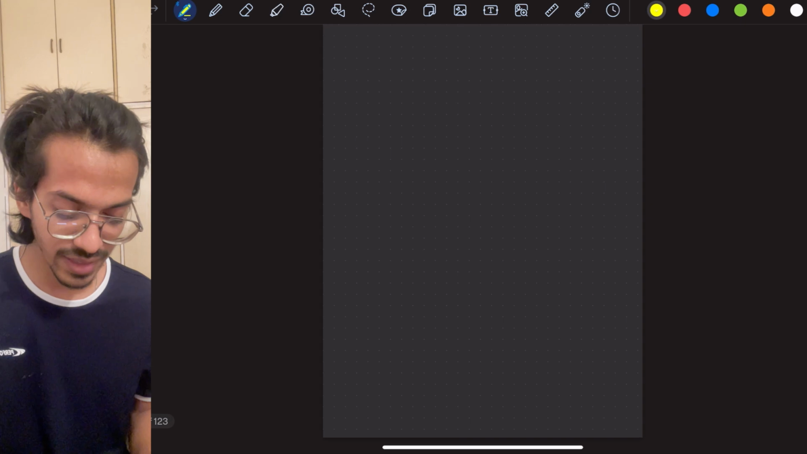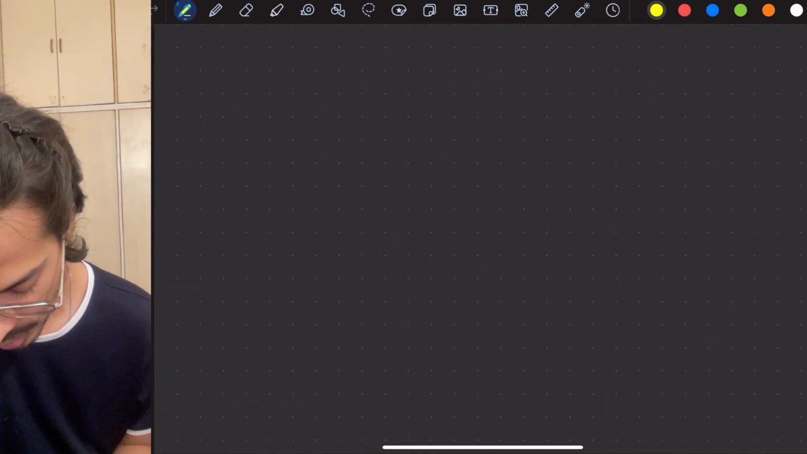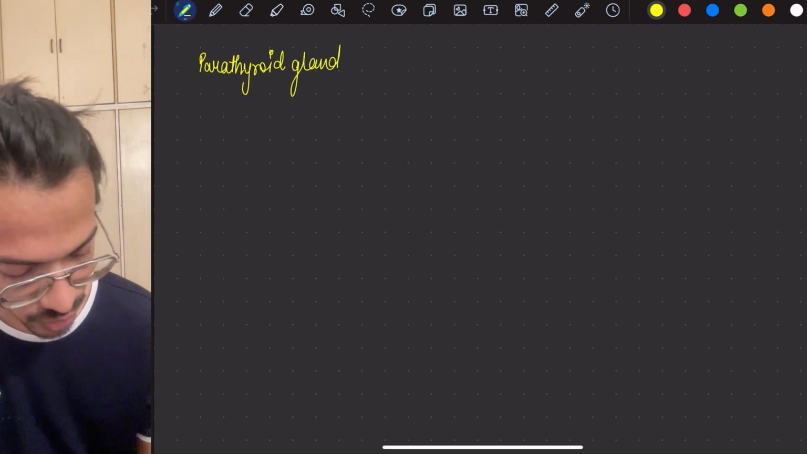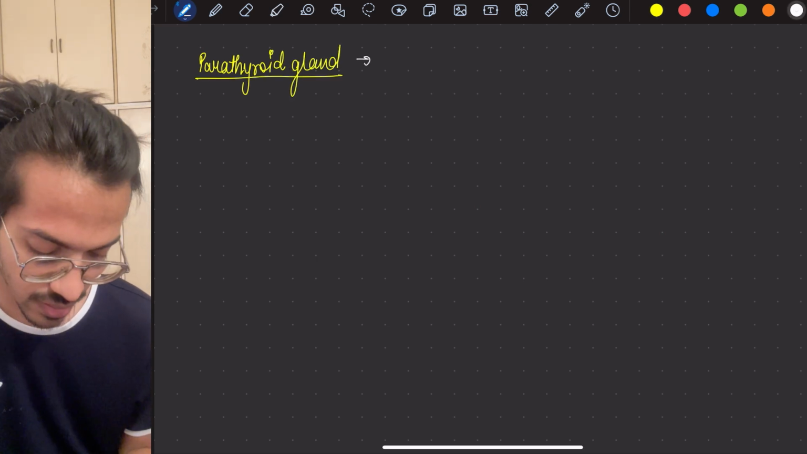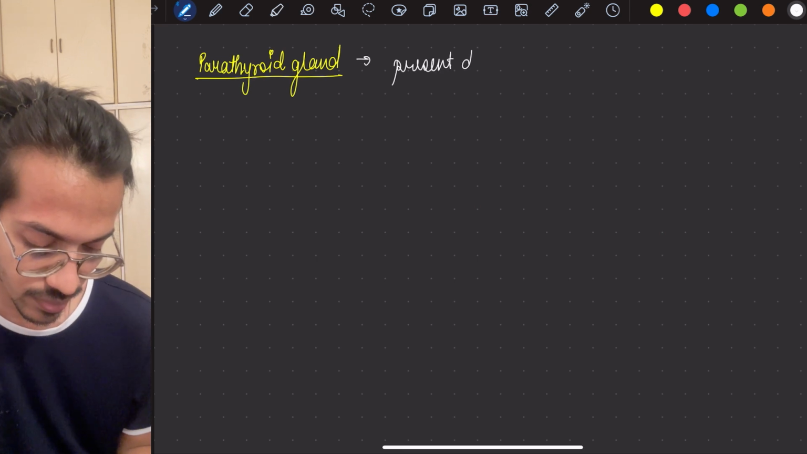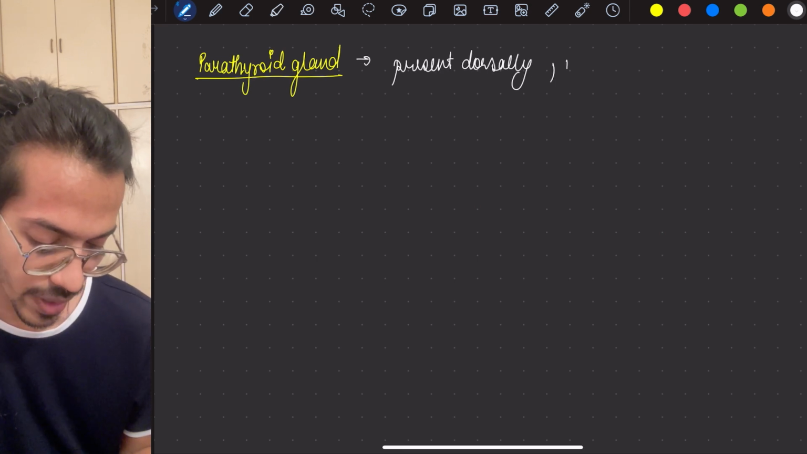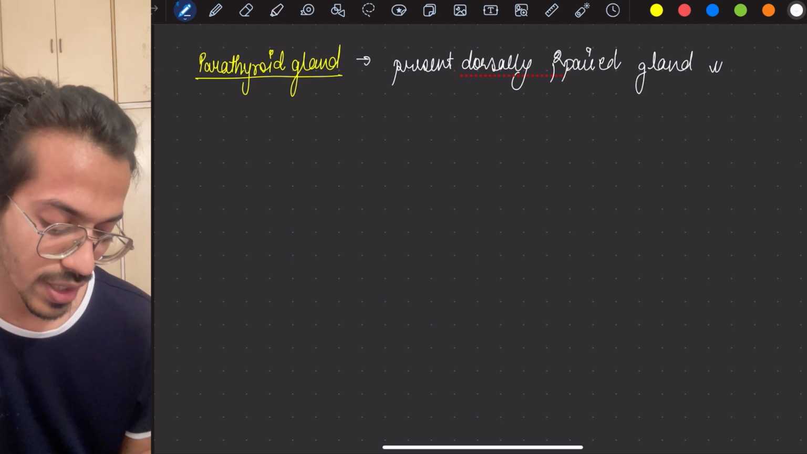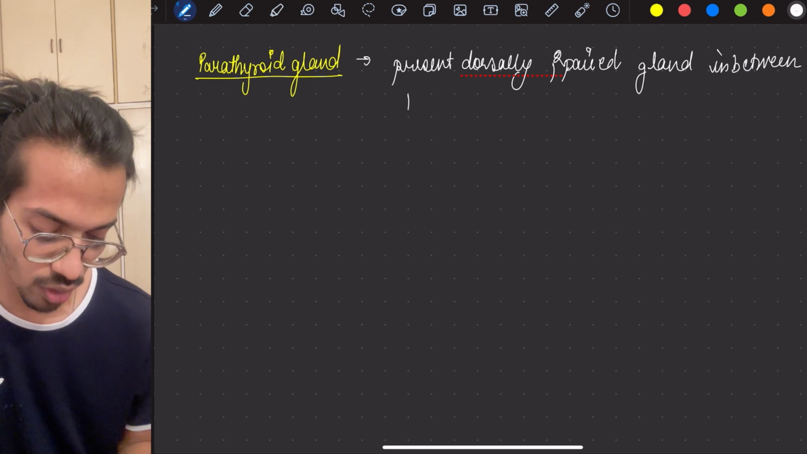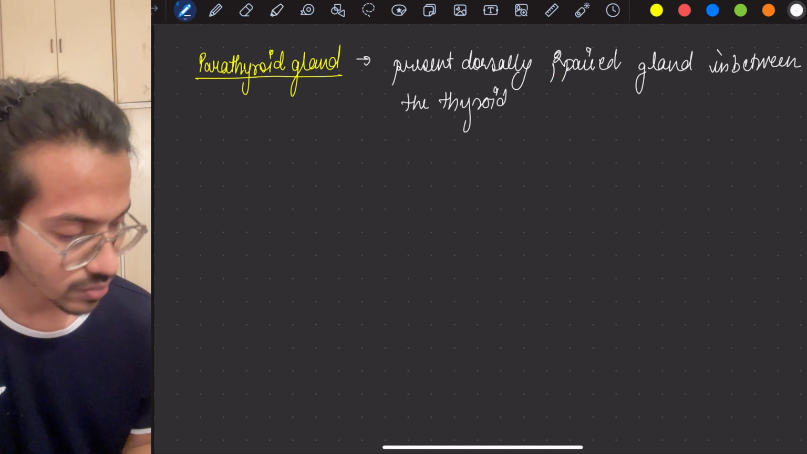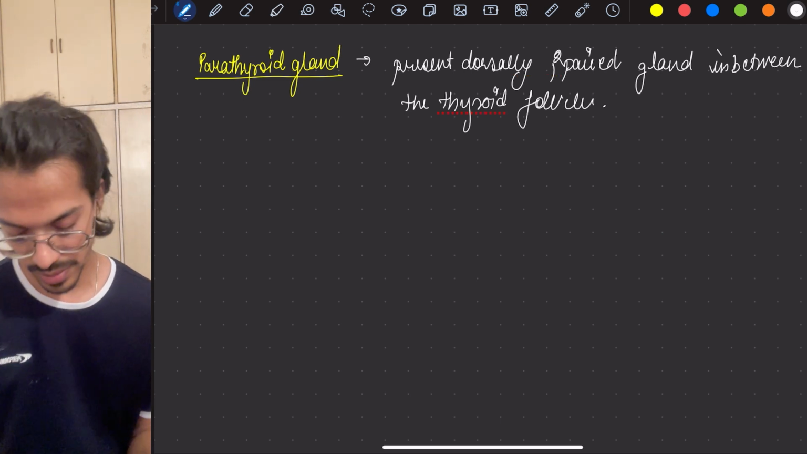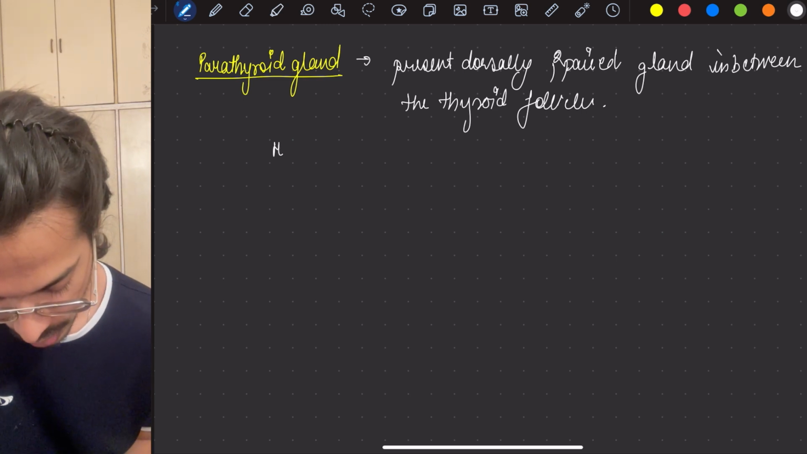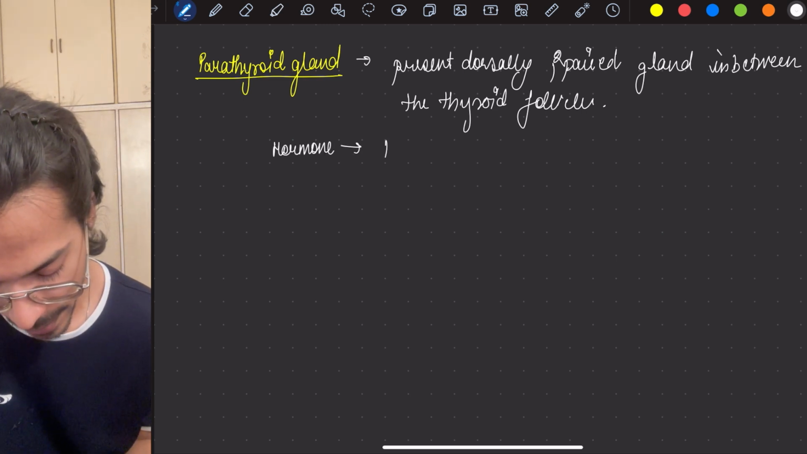Coming to the next gland, that is the parathyroid gland. I have told you everything about the parathyroid gland location. So what was the location? Present dorsally, two paired glands in between the thyroid follicles. Okay, next, on each lobe: one lobe is this, one lobe is this, both the lobes. Next is the hormone. The hormone of the parathyroid gland is parathormone.